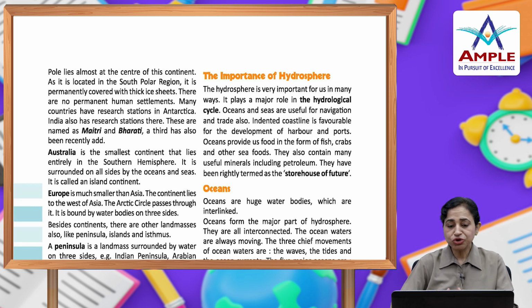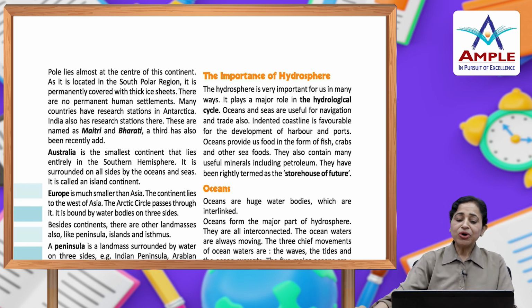ये पूरा एक तो बहुत छोटा है और पूरा ढका हुआ है चारों तरफ से oceans के through और seas के through. It is called an island continent. छोटा सा आइलैंड होता है ना जैसे, वैसा ही दिखता है ये. Europe, this is much smaller than Asia.